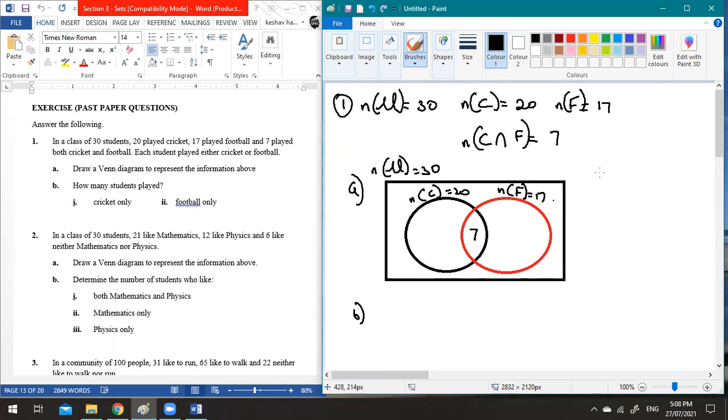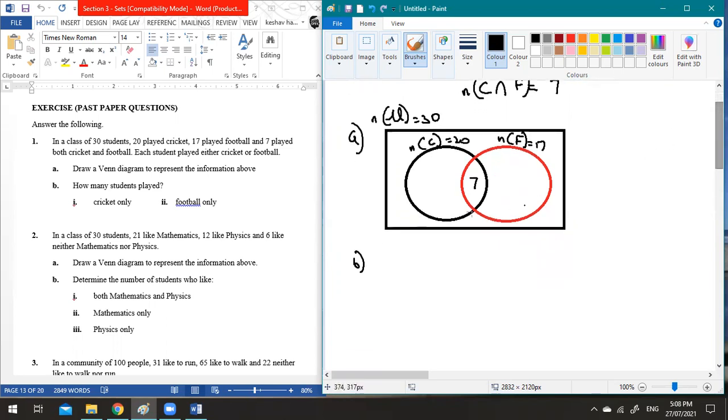Now, part B, and I'm not finished with the first part. How many students would have played cricket only would be 20 minus 7, which is 13. And the students who played football only would be 17 minus 7, which is 10. Right?